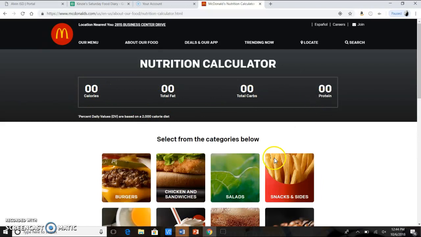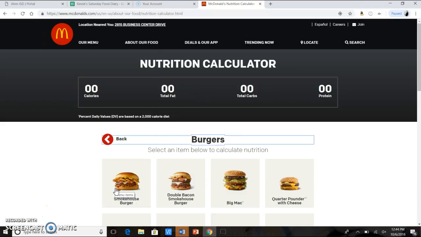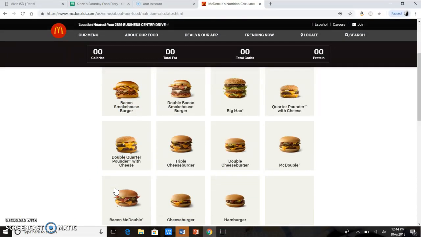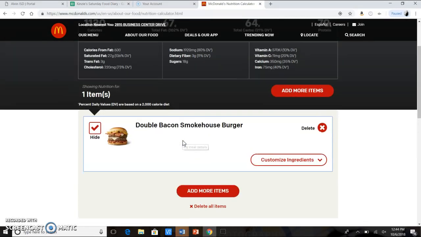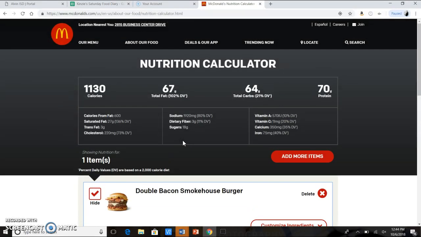Okay, and so I can see a few things that they've already got up here. Calories, total fat, total carbs. What if I come in and I like burgers? Let's get a burger. I'm going to come in here. Ooh, double bacon smokehouse. Yes, sir. That's what I'm talking about. I'm going to click that. Now look at all that information that just popped up. It gives you total fat, total carbs, sodium, dietary fiber, sugars. It gives you all the information. It's all on here. Required by law that they have this information.